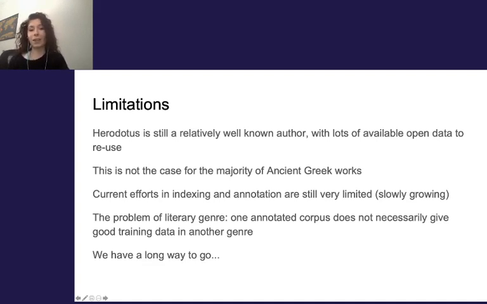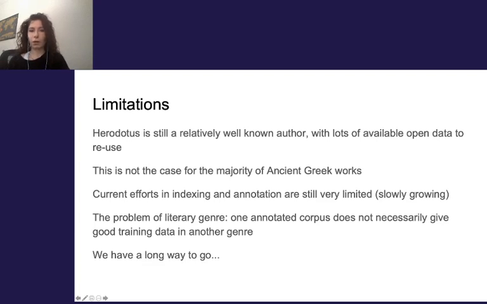And this is not the case for the majority of ancient Greek works that deal with personal and place names in particular. We do not know a lot about ancient geography, particularly in literary sources. So what is valid at a decent level of accuracy for Herodotus is not necessarily valid for the majority of ancient Greek works. Current efforts for making this situation better and more generalized are still very slowly growing.